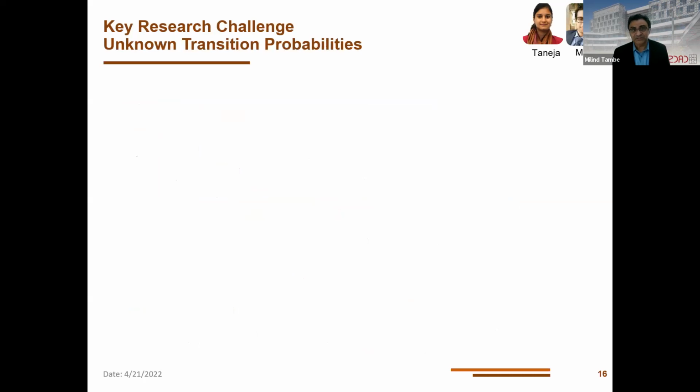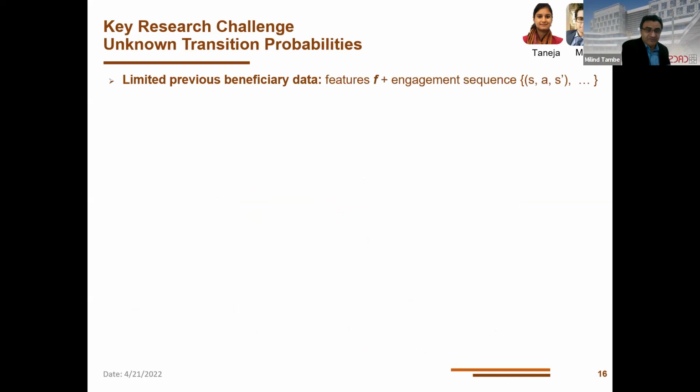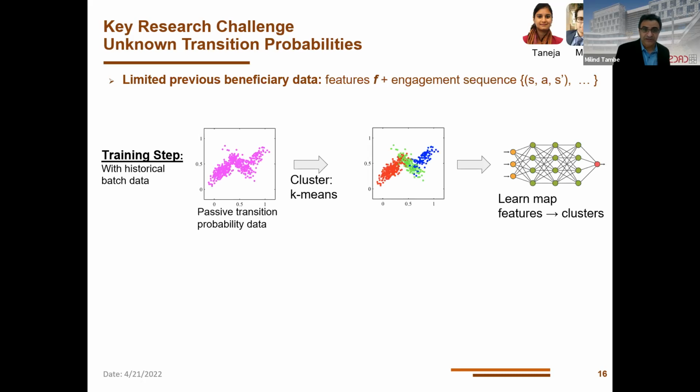Now, one key challenge here is that normally when we compute Whittle indices, we assume that the transition probabilities, the model parameters, are known. Here, these transition probabilities, that is, how the mothers will behave, are unknown. So what can we do? We have limited previous beneficiary data. For each mother, we have information like age, income, education level, etc., and an engagement sequence. She was not engaged, she got a service call, she got engaged, etc. So given this past beneficiary data, we can cluster these mothers based on the transition probabilities that we have observed.